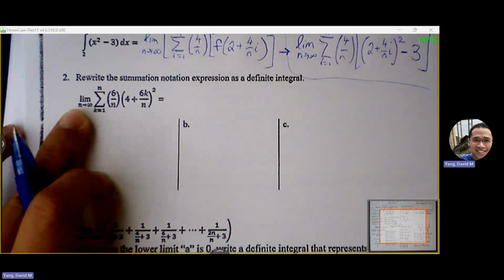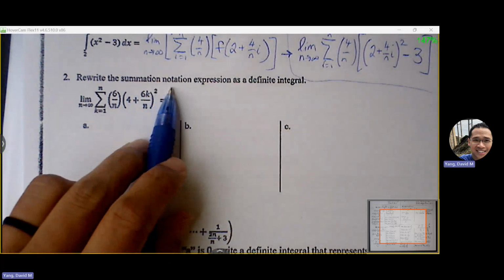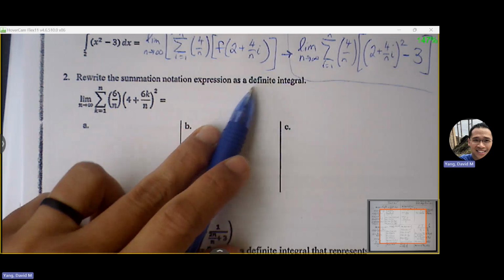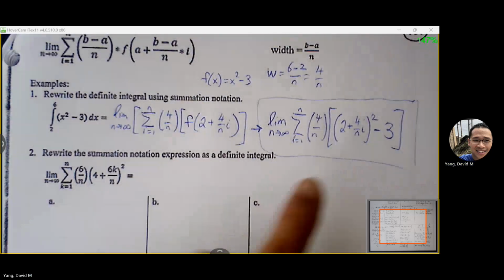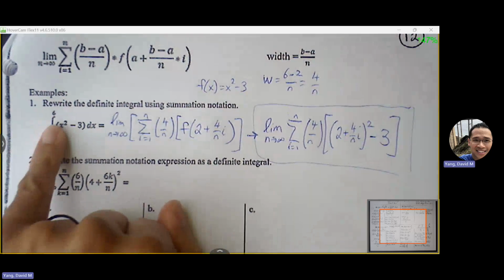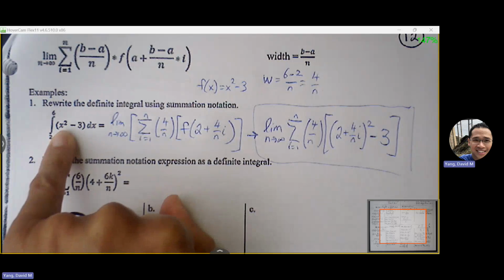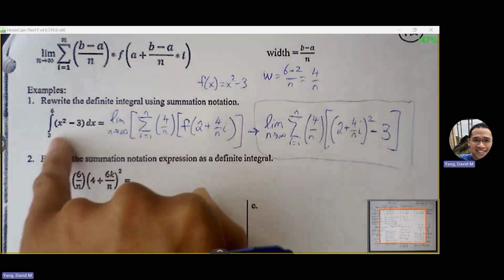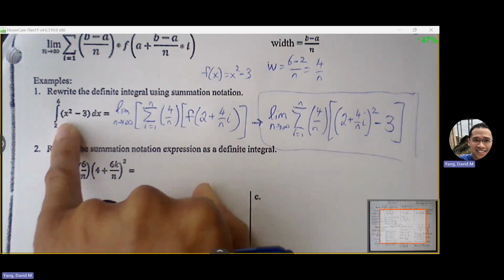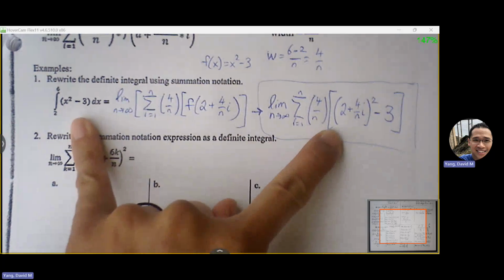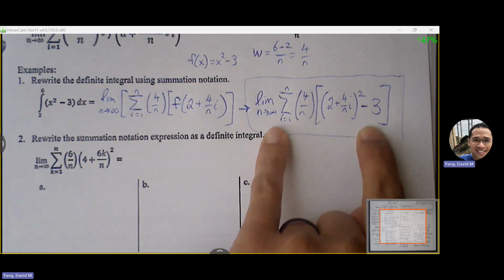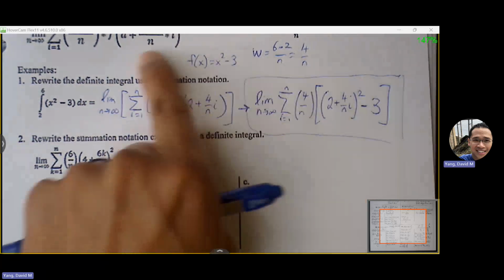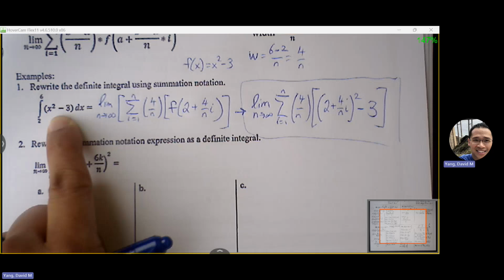So if you look at example 2 here, it says rewrite the summation notation as a definite integral. So basically, this came from this integral notation, right? So the idea is we can get from here to here, but are we able to get from here back to this x squared minus 3 or this integral notation? So let's talk about if this was given to us, are we able to go backwards and realize that it's coming from this?